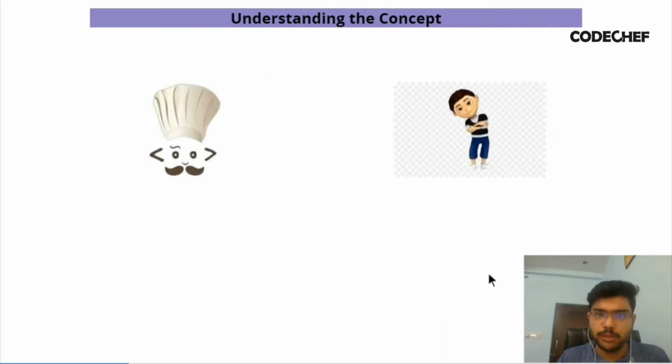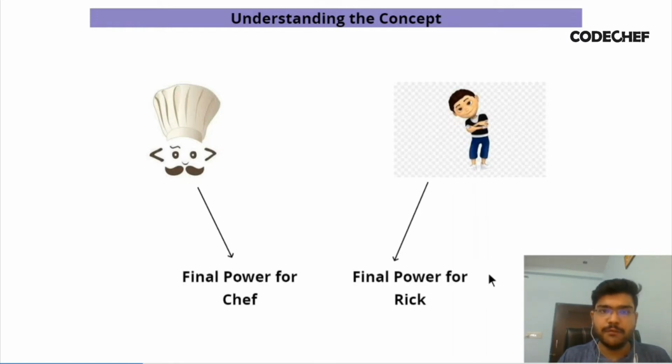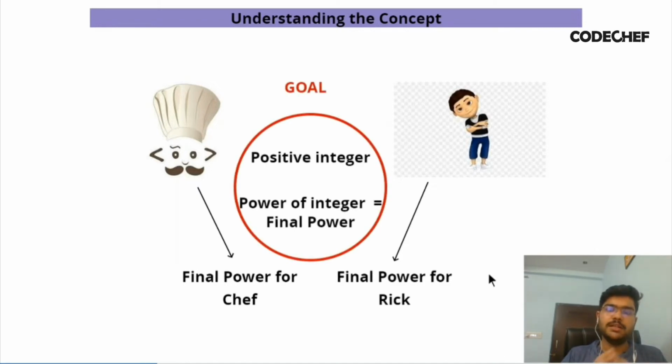Now coming back to the problem, we have two players: our old famous chef and Rick. We provide a final power to chef and a final power to Rick, so we are providing two integers, one for the chef and one for Rick. What will be the goal? Both of them will generate a positive integer such that the power of that integer, as defined in the previous example, is equal to the final power. The final power is the number that we provide to them.